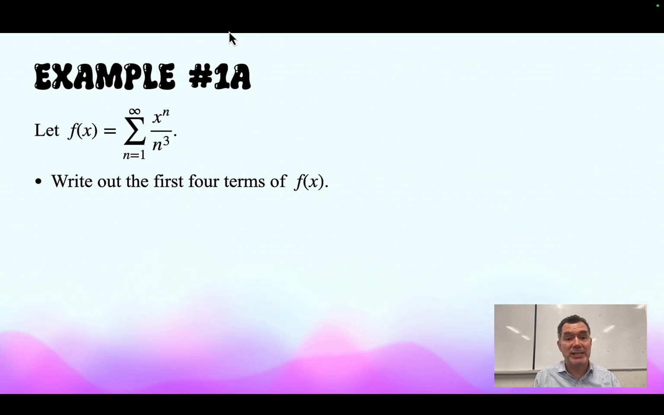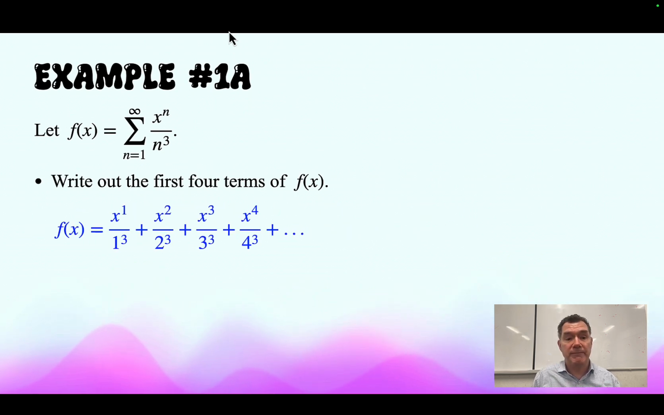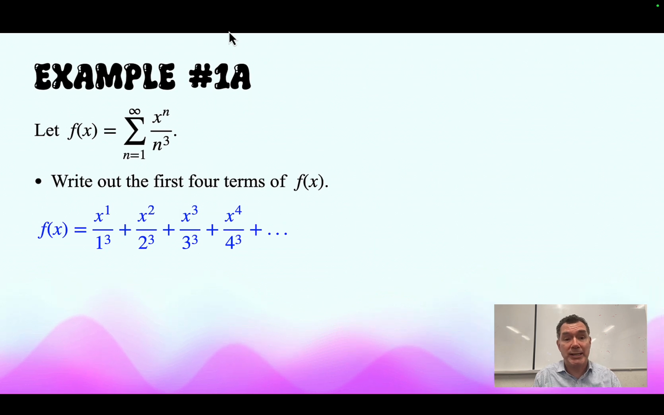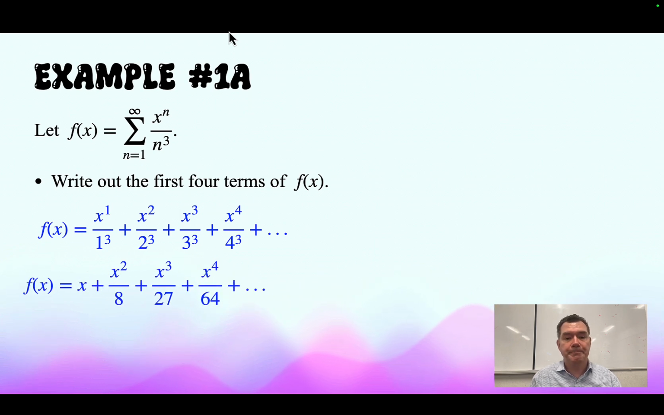We have f of x. It's an infinite series. Every term looks like x to the n over n to the third. We're starting at n equals 1 and we're going to infinity. So if we write out the first four terms of this series, then the first term is just going to look like x to the n over n cubed, but n is replaced with 1. And in the second term, every n is replaced with 2, so we get x squared over 2 to the third, and so on. They only wanted the first four.